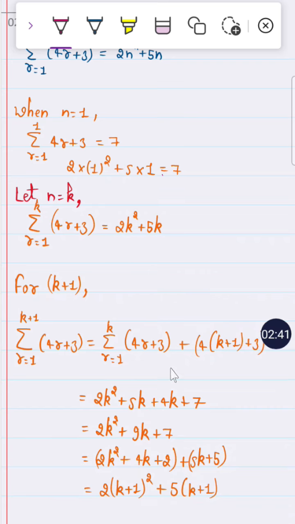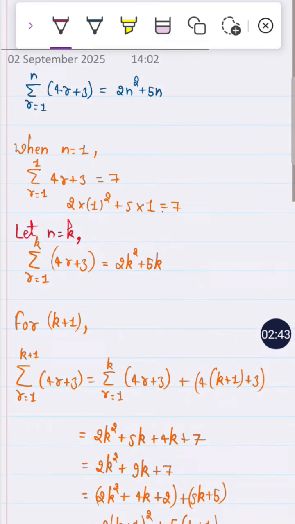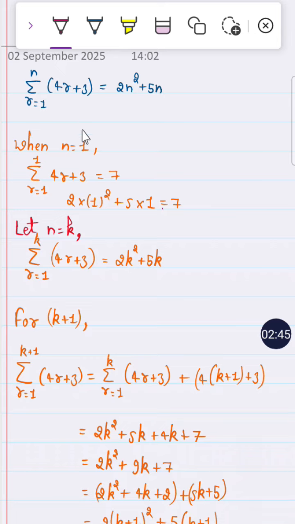This proves, by the induction method, that the sum of this series is 2n square plus 5n.